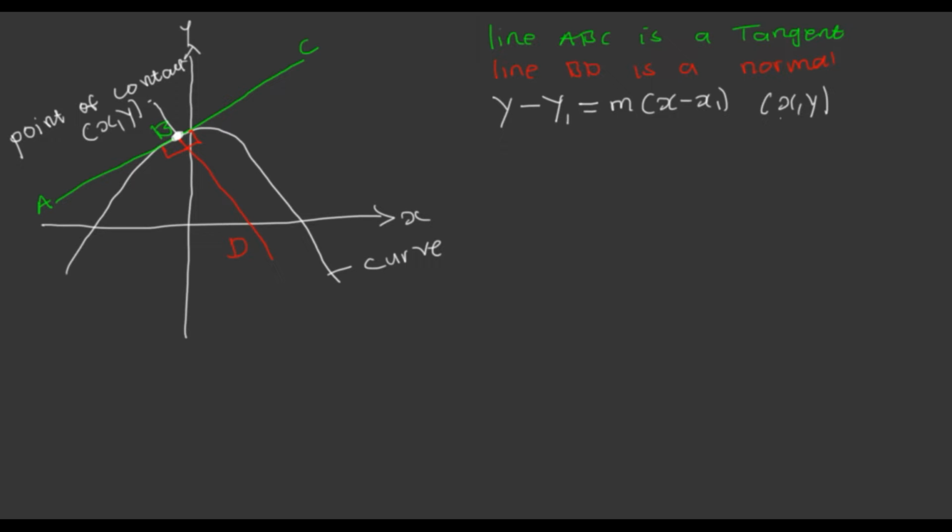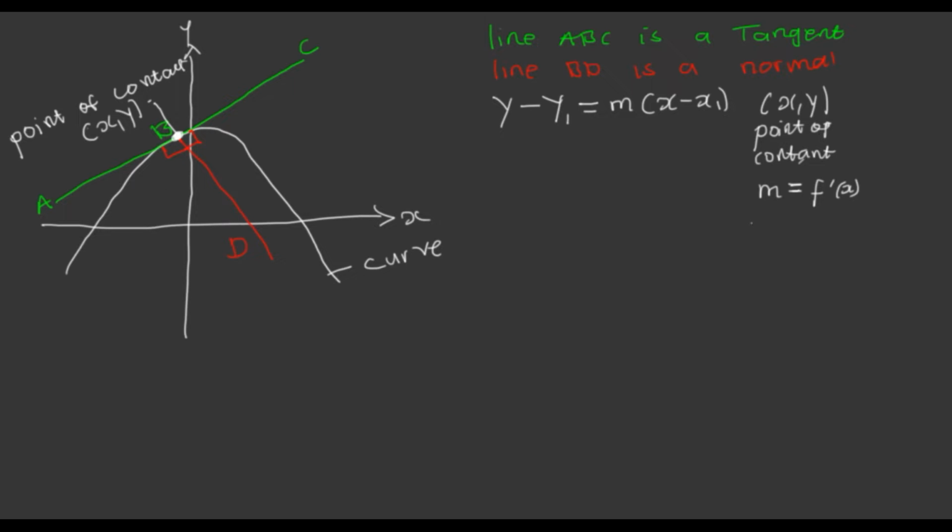So the coordinates that we plug in where there is y1 and x1 in the formula are the point of contact. So the point of contact is a pair of coordinates that we use in order to find the equation of the tangent and the normal. From there, we can see that we also need the gradient. Now, the gradient can be found by differentiating the equation of the curve and plugging in the given x where there is x. We'll see how it goes with the examples later.